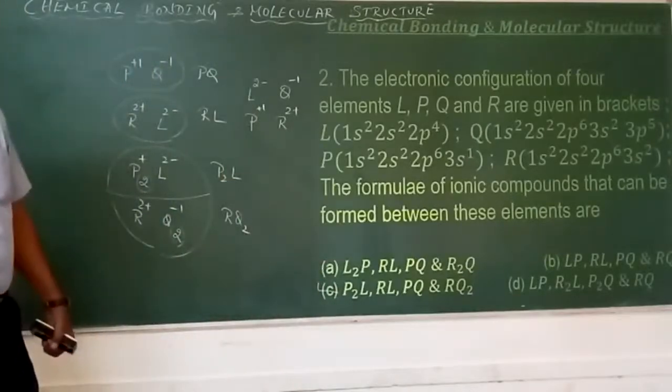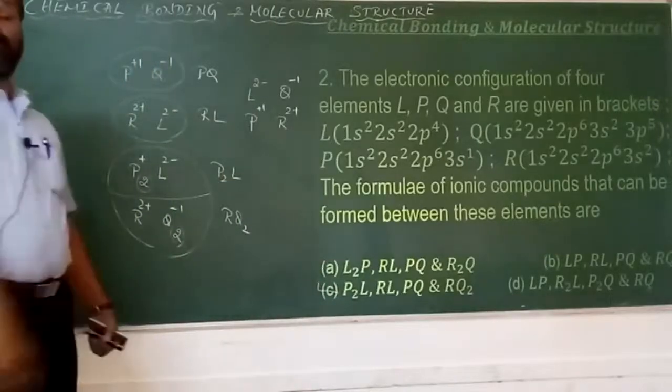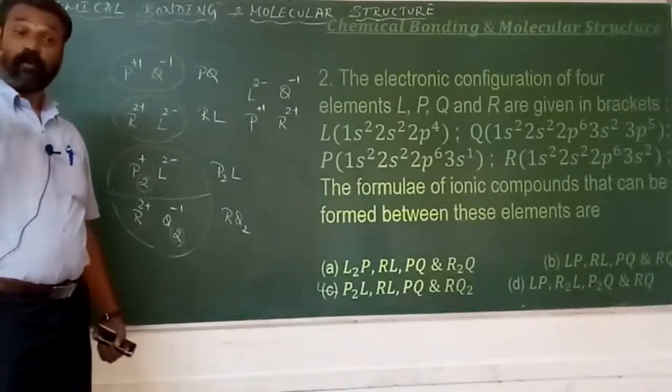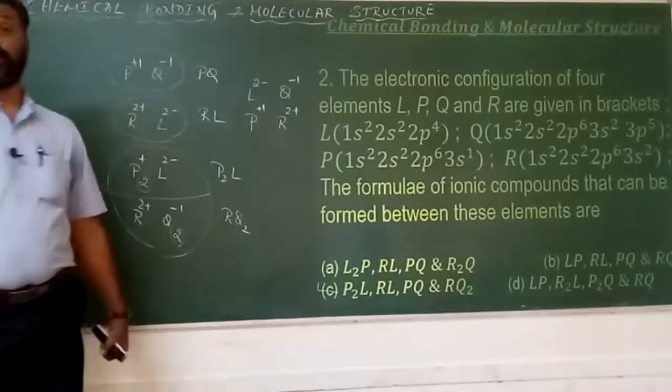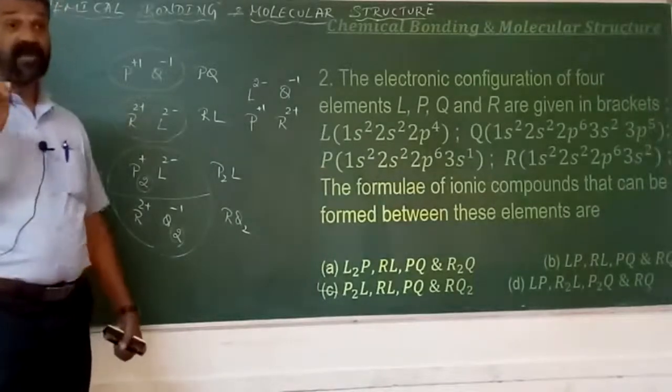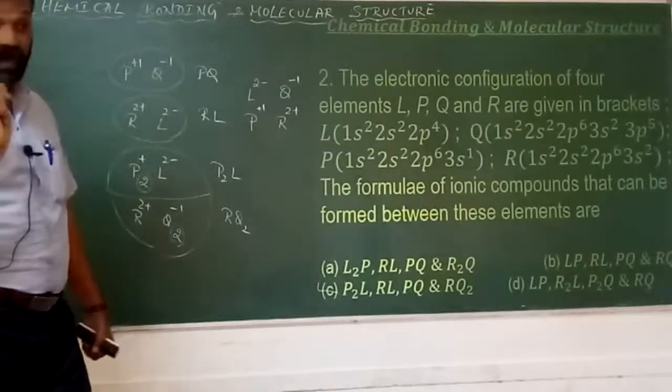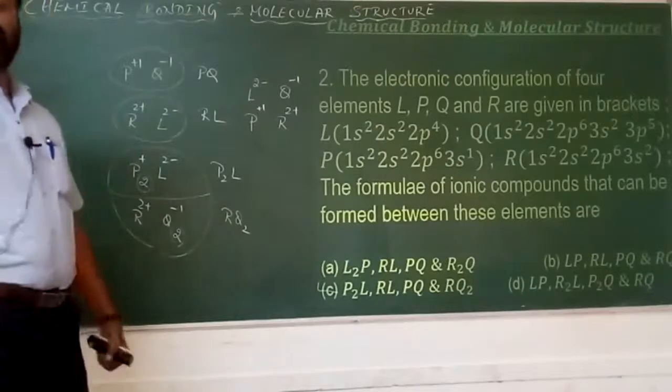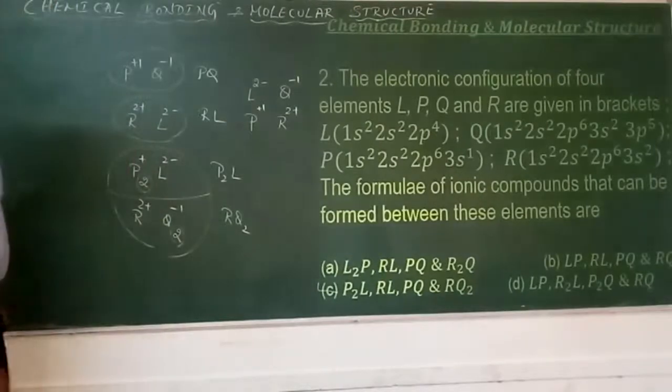So this is how we are going to frame the ionic compound such that the sum of the positive charges on all the cations must be equal to the negative charges on all the anions, and that is decided by the number of valence electrons related to the given ion. Okay, so let's have the next one.